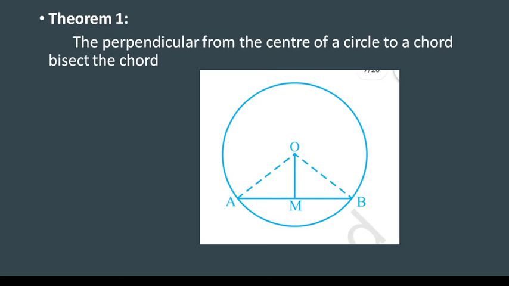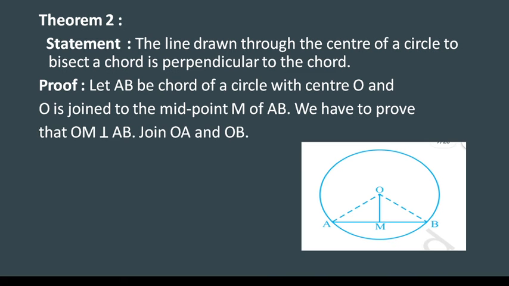Thus in the converse, the hypothesis is: if a line from the center bisects a chord of a circle, and what is to be proved is the line is perpendicular to the chord. Theorem, which is the converse part of theorem first.